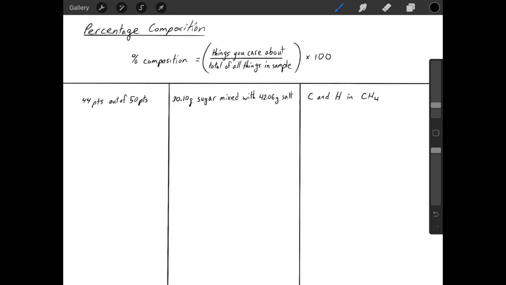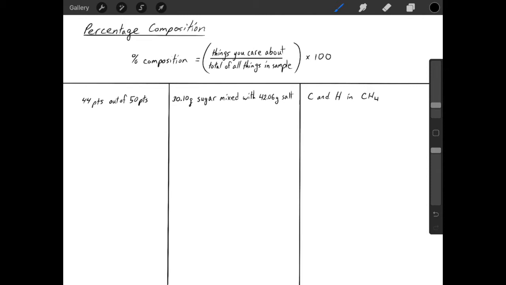And while these might sound like something unfamiliar, they're calculated in exactly the same way as any other percentage you've ever calculated. And I'm going to do 3 different examples now, starting with one that is probably most familiar, calculating a percentage for a grade. So imagine that you had a test and you scored 44 points out of a total of 50 possible points.